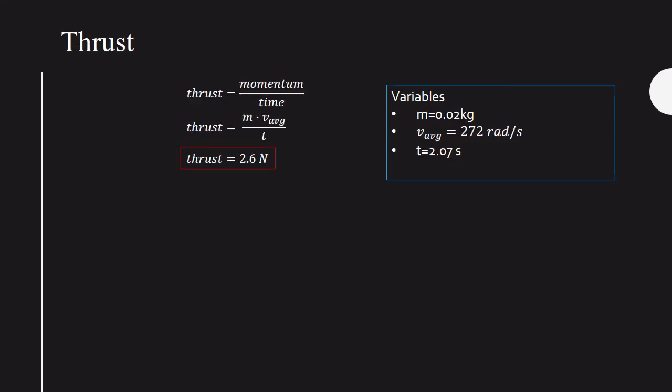Thrust is defined by momentum over time. Momentum is defined by mass times average velocity. Thrust then equals 2.6 newtons. My thrust is less than my drag. Since my drag is greater, that means my hopper will not be able to overcome the force in water.